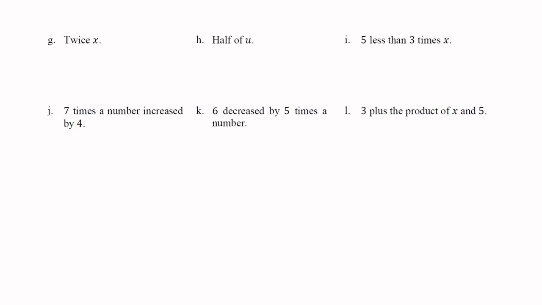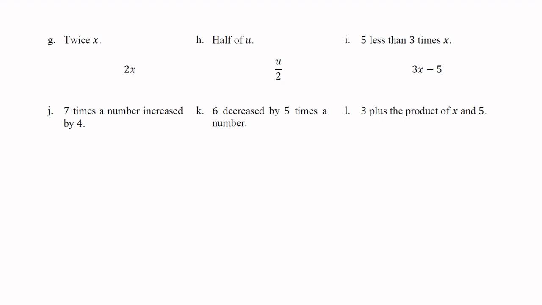Twice x, that's simply 2 times x, so 2x. Half of u is simply 1/2 u, or u over 2. 5 less than 3 times x, okay? So we're going to do 3 times x, that's 3x, and then we're going to subtract 5 from it. So we have 3x minus 5.